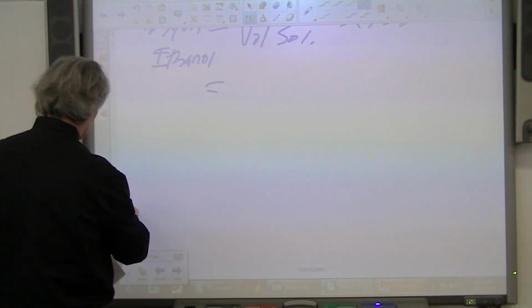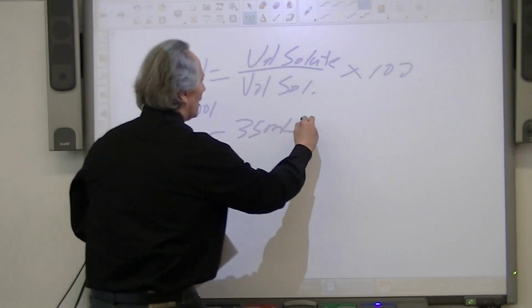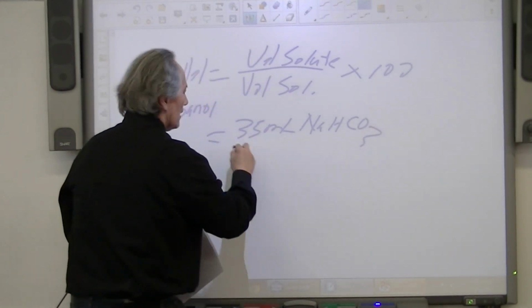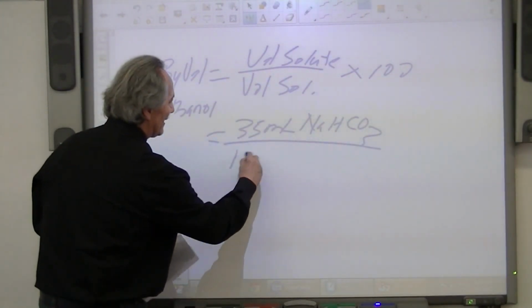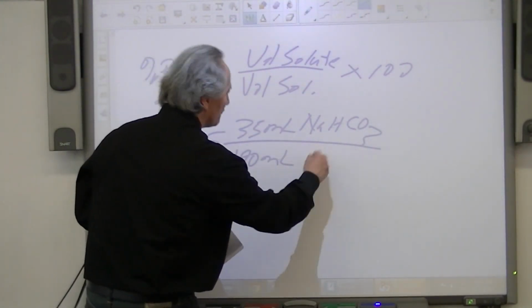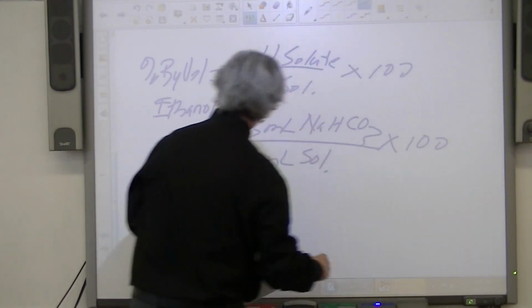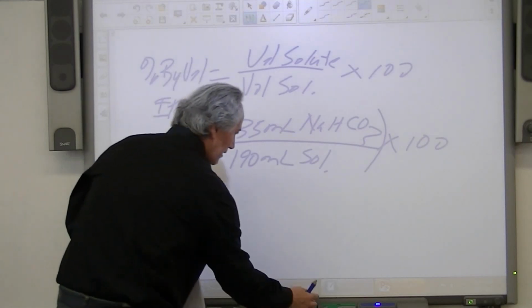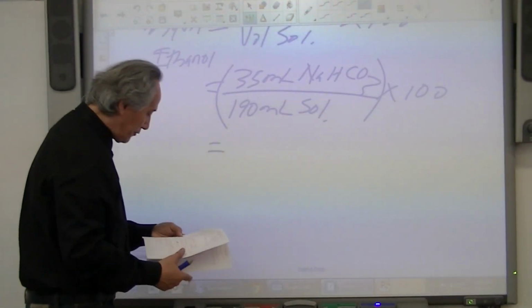So the volume of solute, in fact, what was given was 35 milliliters of ethanol. The volume of solution was in fact calculated at 190 milliliters of solution. And we're going to multiply this, of course, by 100 to get our percent. Let's plug this into a calculator and see what our end result will be in terms of percent by volume for the ethanol.